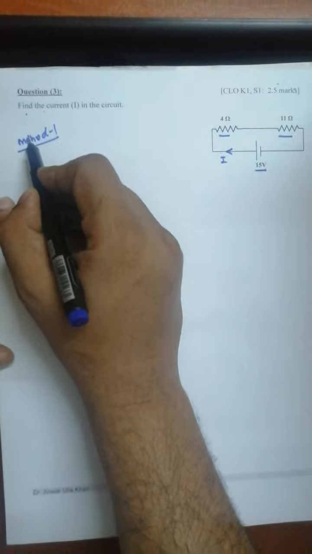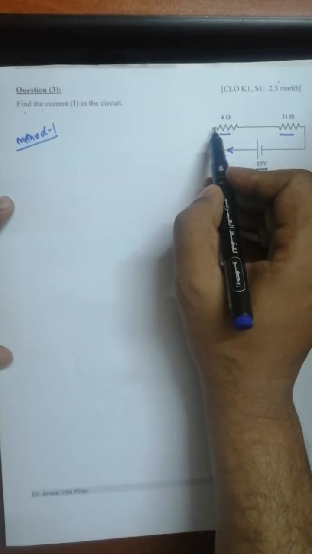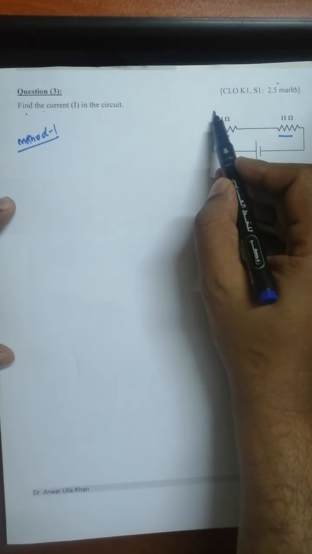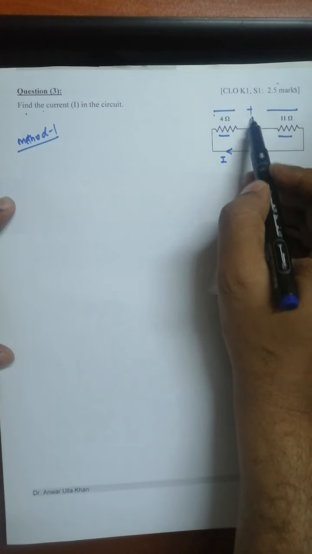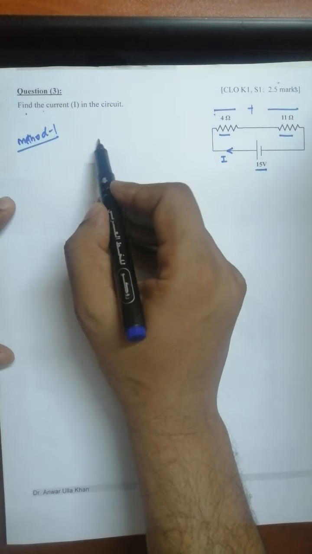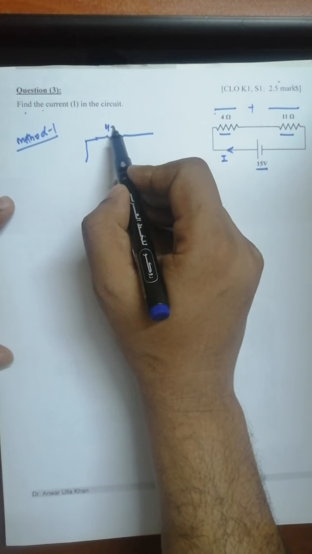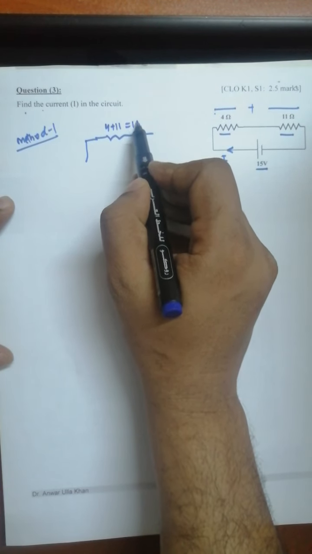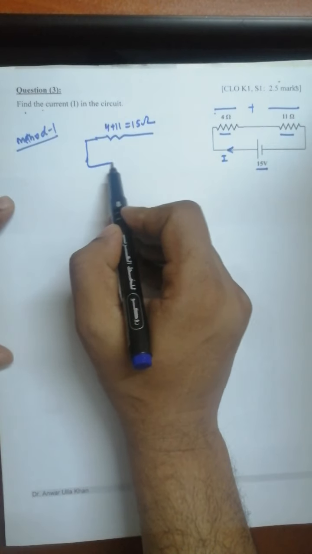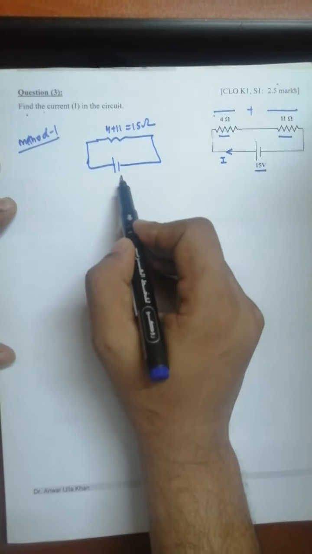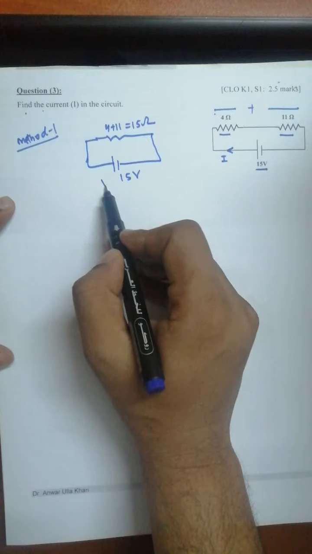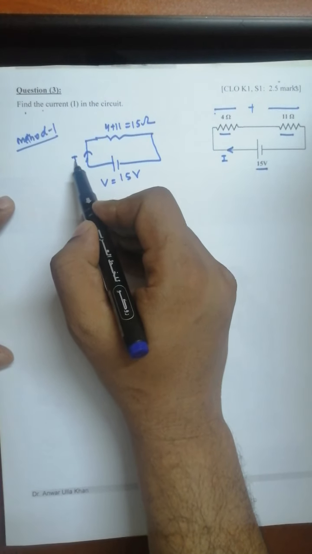Method 1 is you just calculate the equivalent resistance. These two are connected in series, so you just add them. The circuit will be like this: 4 plus 11 equals 15 ohm. So it will be the resistor, and this is also 15 volt. This is your voltage, and this is current I.